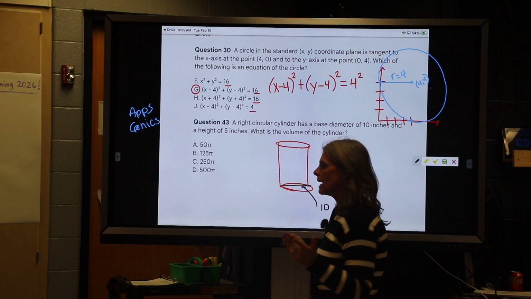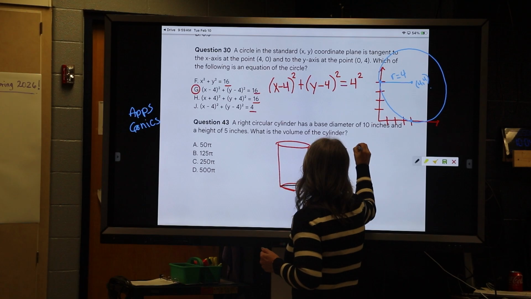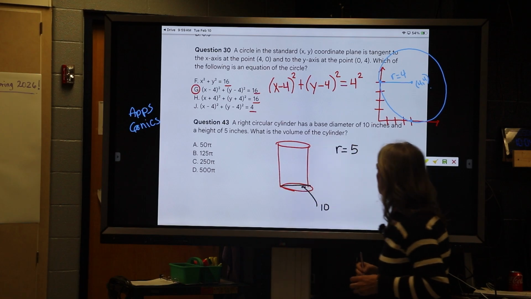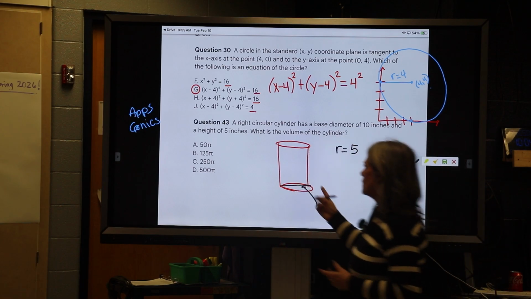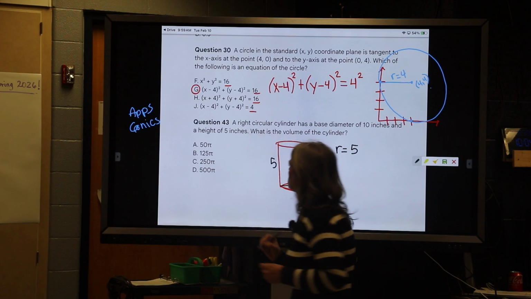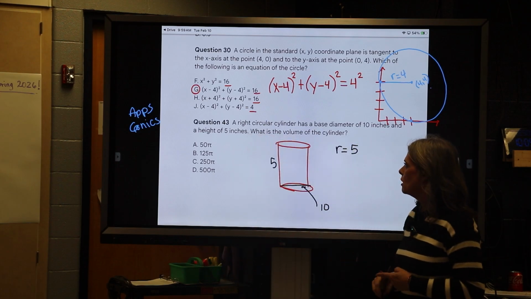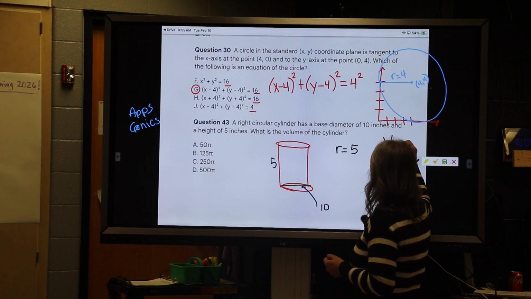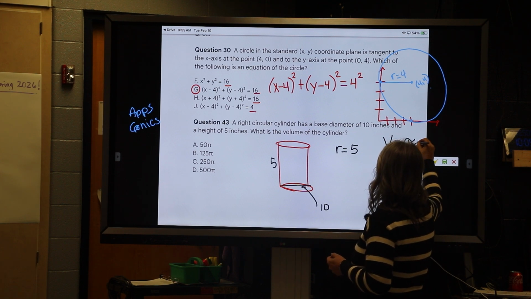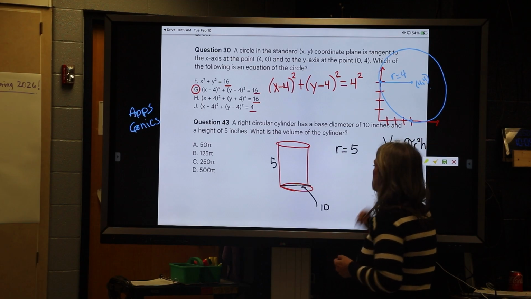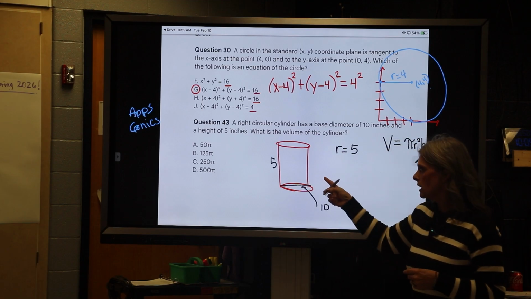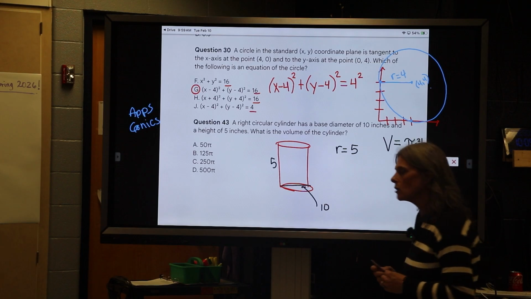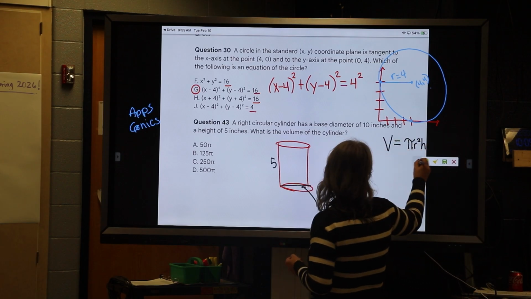Okay, again, they're giving us the whole length. We only need half of that, so R equals 5. And the height is 5. Okay, so we'll write that in. What is the volume of the cylinder? So again, that formula is volume equals pi R squared times H. Pi is in our answers, so we're not going to put pi in the calculator. So you're just going to fill in your formula.